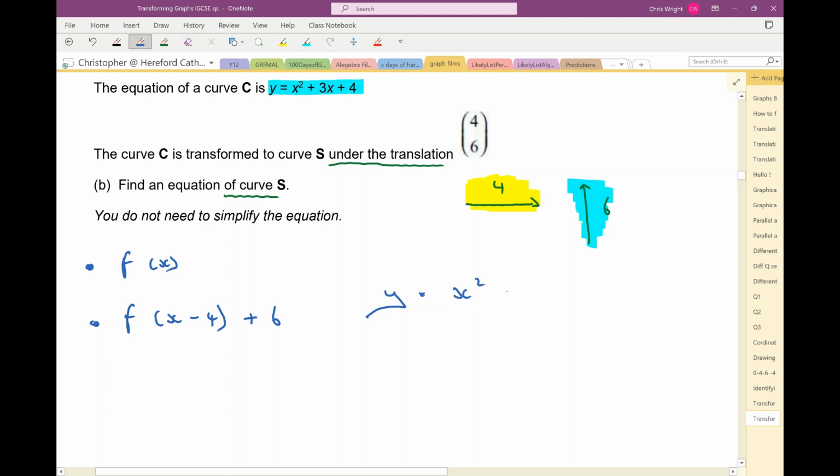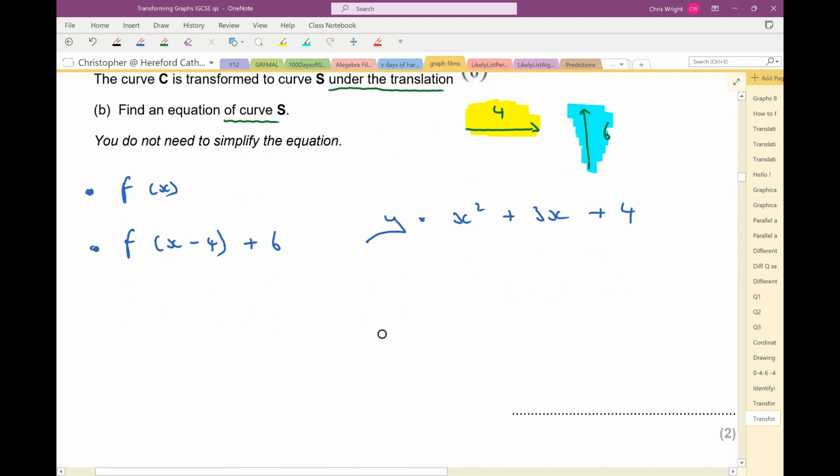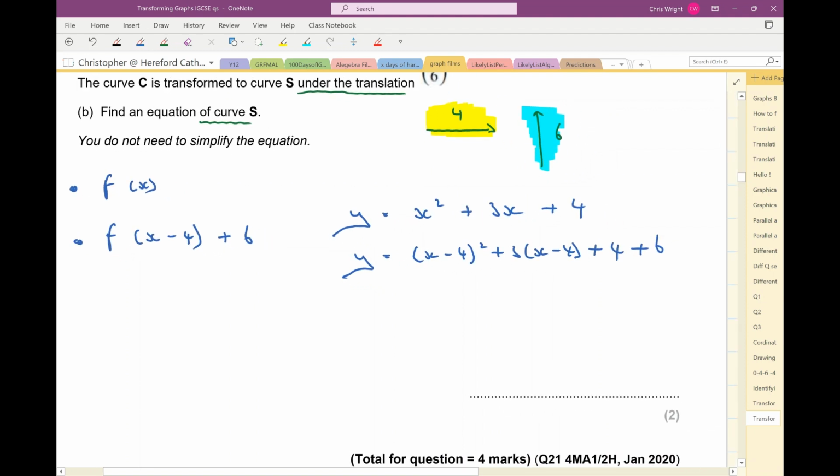So instead of y equals x squared plus 3x plus 4, if that's my function of x, I'm now going to have not a function of x anymore, but a function of x minus 4. So I'm going to have x minus 4 squared plus 3 lots of x minus 4 plus 4 at the end, and then plus 6. So that is the equation of S, and it tells me I do not need to simplify the equation, so I can simply leave my answer like that.